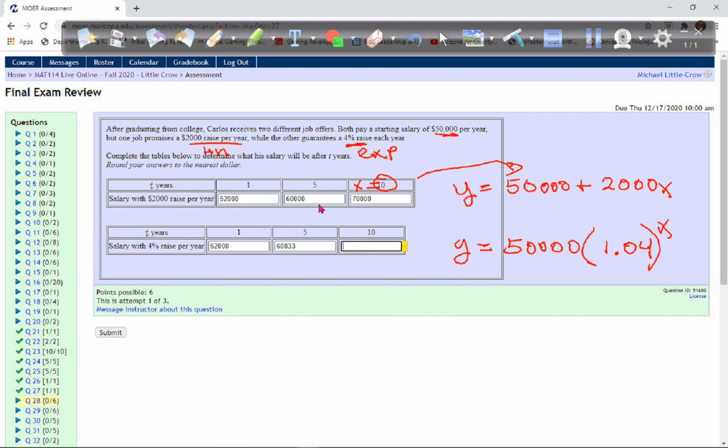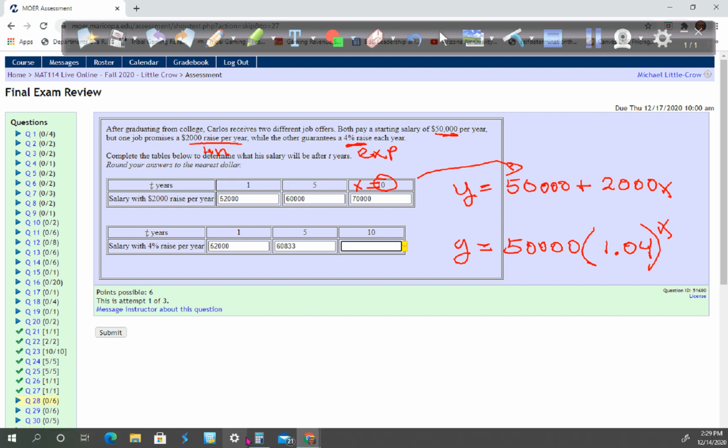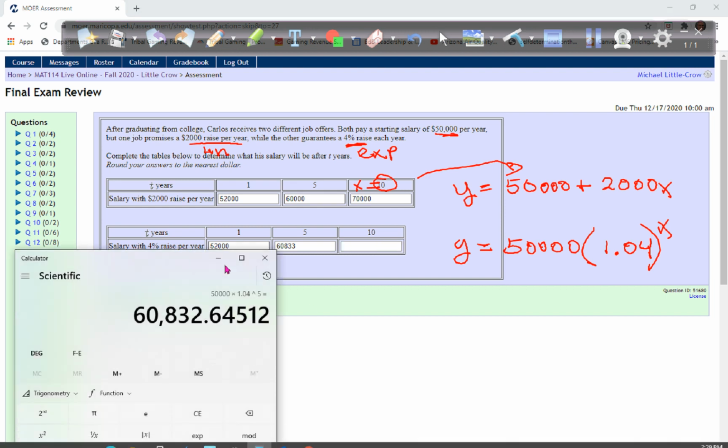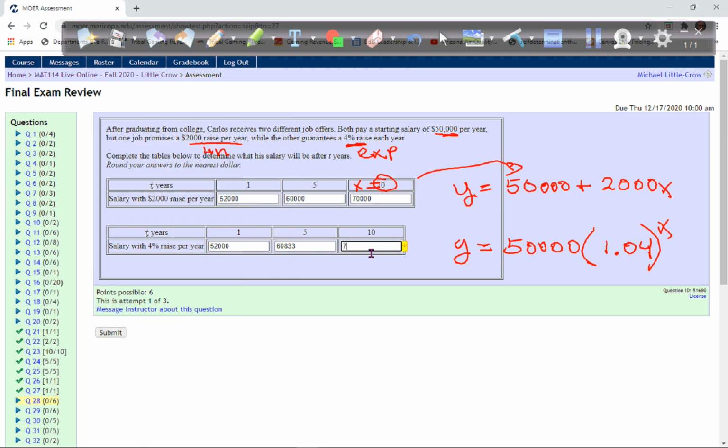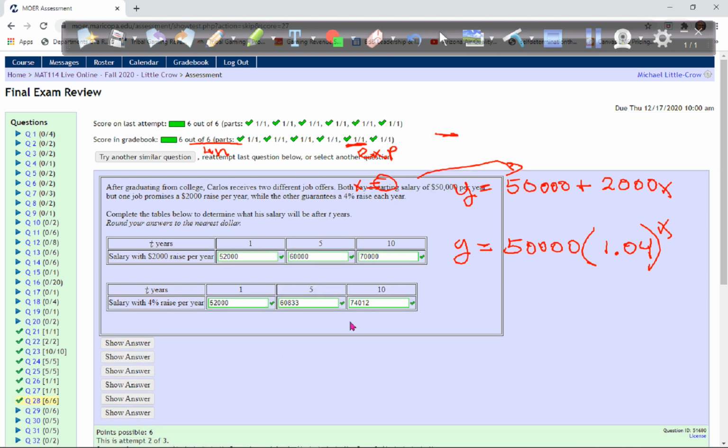And then finally, so we're ahead by 5 years by $800. So that would be the better deal. And let's see, after 10 years, what's going to be the deal? 50,000 times 1.04, again raised to the 10. 74,012. No, we round down. 74,012. So 4,000 ahead. And we're all correct.